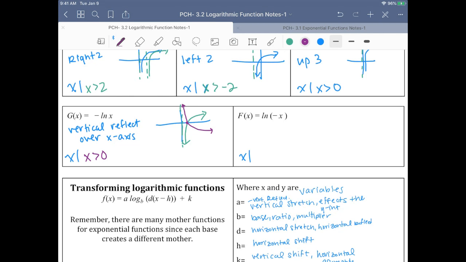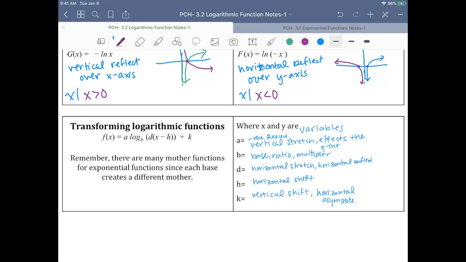All right, the next one is going to be a horizontal reflection over the y-axis. So I start with my original. It goes like that. Okay. Horizontal reflection over the y-axis. So instead of crossing at 1, 0, we're going to cross at negative 1, 0. And then the graph looks something like that. So does that change our domain? Well, yes, it does. We're only on the left side of the graph. So x has to be less than 0. Okay.